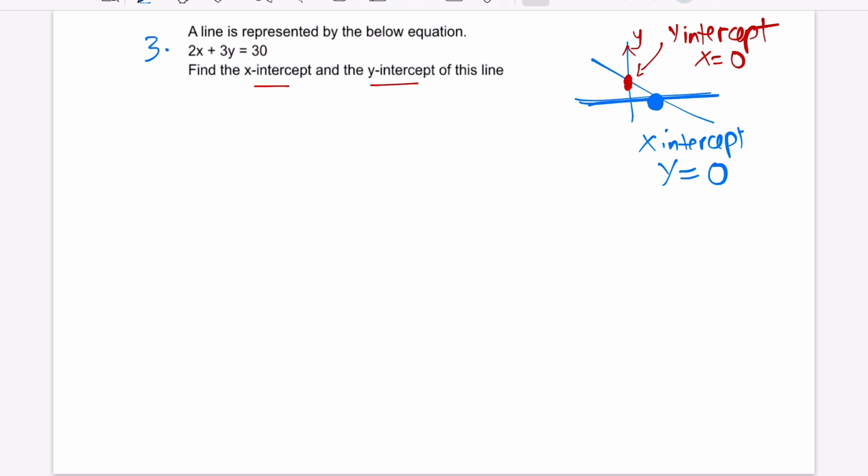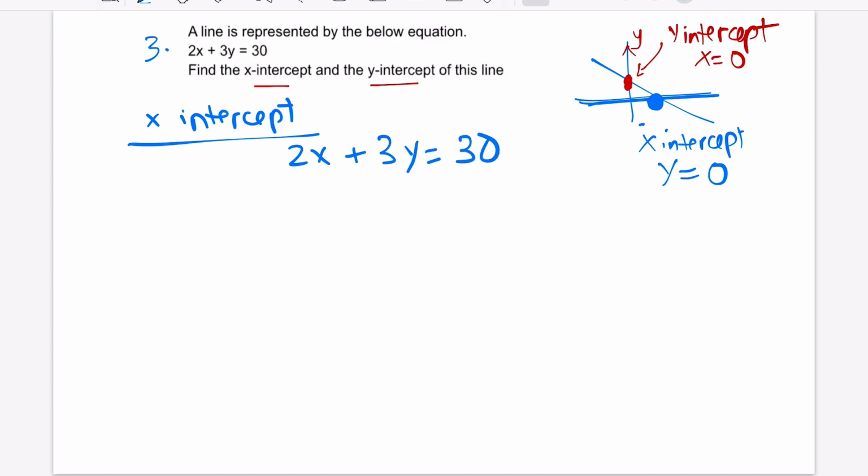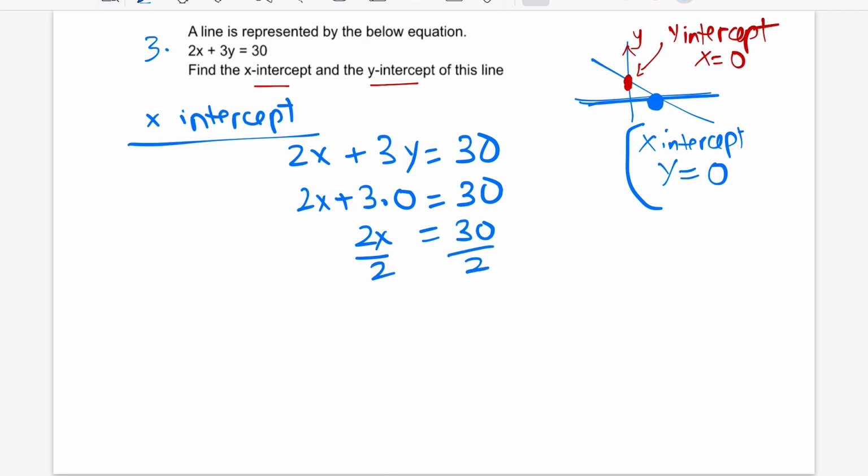Alright, let's do that. Let's find the x-intercept first. In this equation, 2x plus 3y is 30. To find the x-intercept, as I said, you can simply substitute y as 0. So we are left with 2x plus 3 times 0 is 30. So 3 times 0 is 0, 0 plus 2x is 2x on the left side, equal to 30. To find x, just divide by 2, so we are left with x as 15. So this is the value of the x-intercept, or the coordinate of the x-intercept is 15 comma 0.